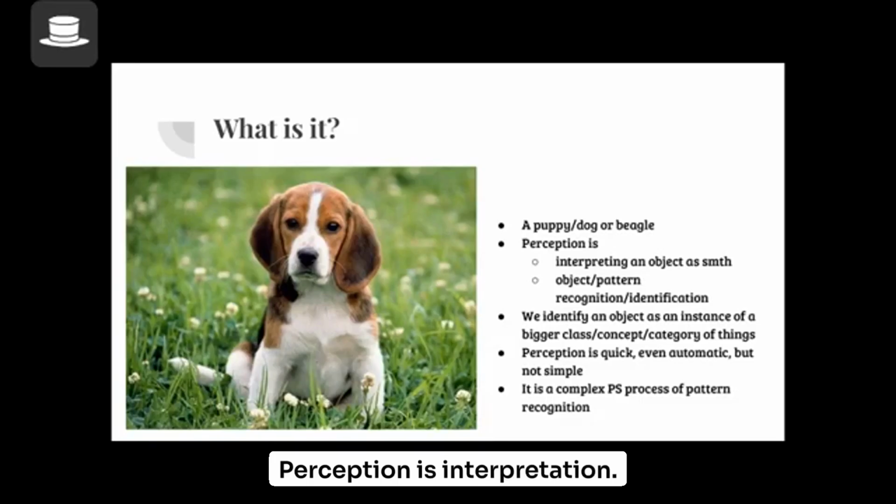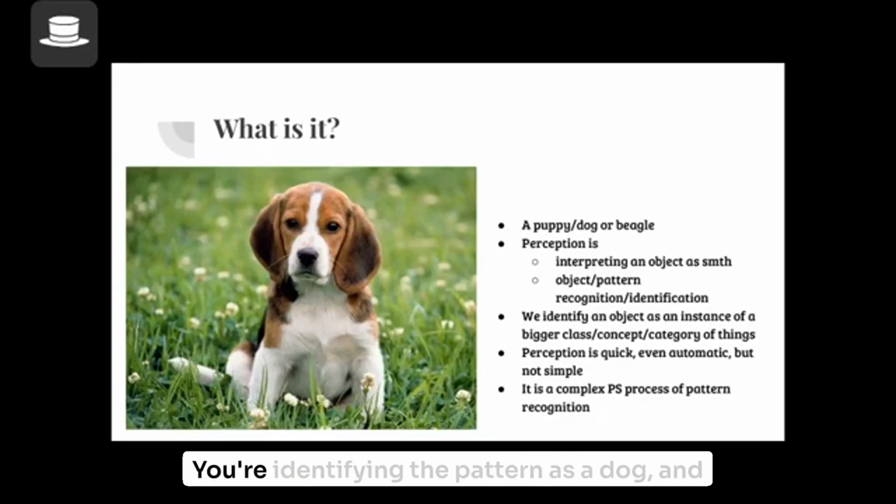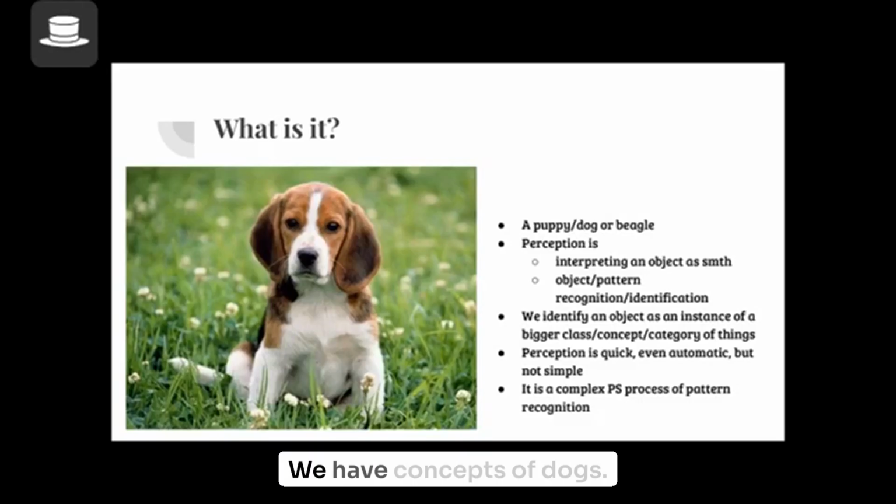Perception is interpretation of an object as something. In this case, it's a dog. Perception is nothing but object identification, object recognition. In general terms, you can call it pattern recognition. You're identifying the pattern as dog, and that is perception. One more thing you need to understand here is this might not be the dog you have experienced in your life. Still, you're able to identify this new dog as a dog because we have concepts or categories based on our experiences. We have concepts of dogs.